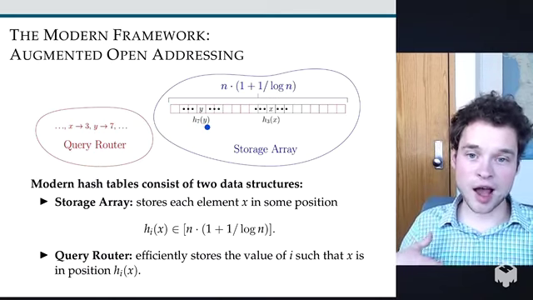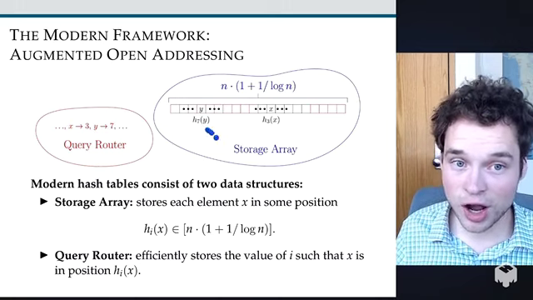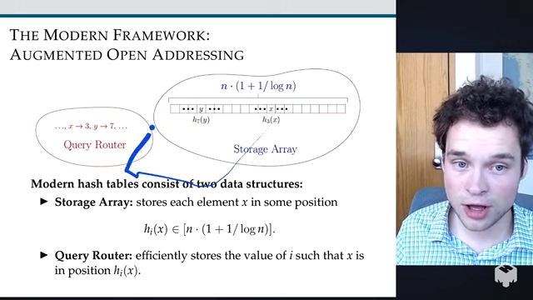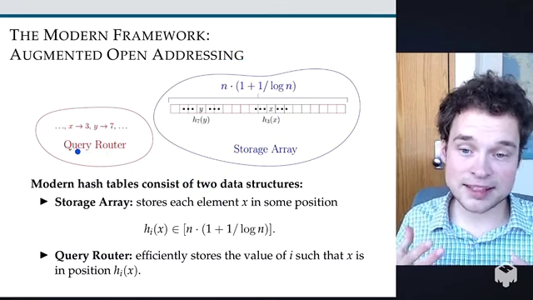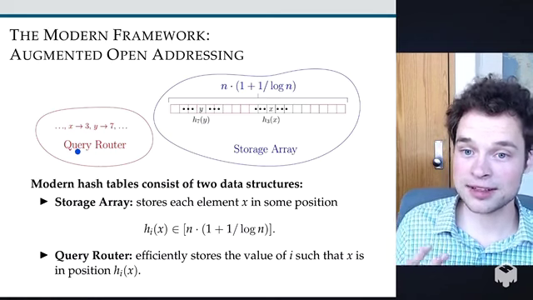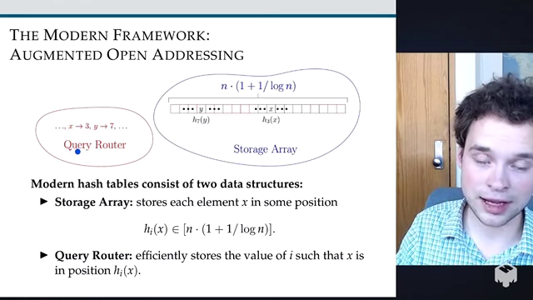So we refer to this as augmented open addressing because you're augmenting an open addressed hash table with another data structure that we call the query router. And this is the basic framework that has allowed us to get to succinct hash tables in the last few decades.